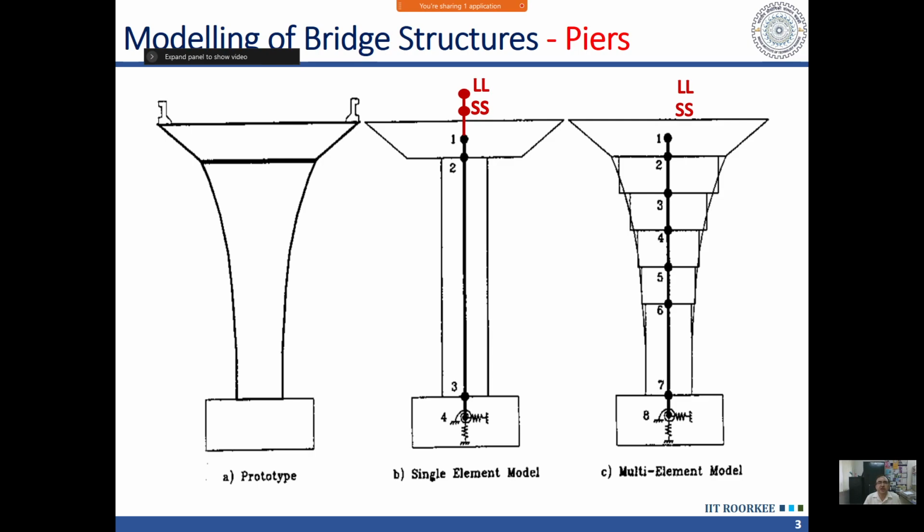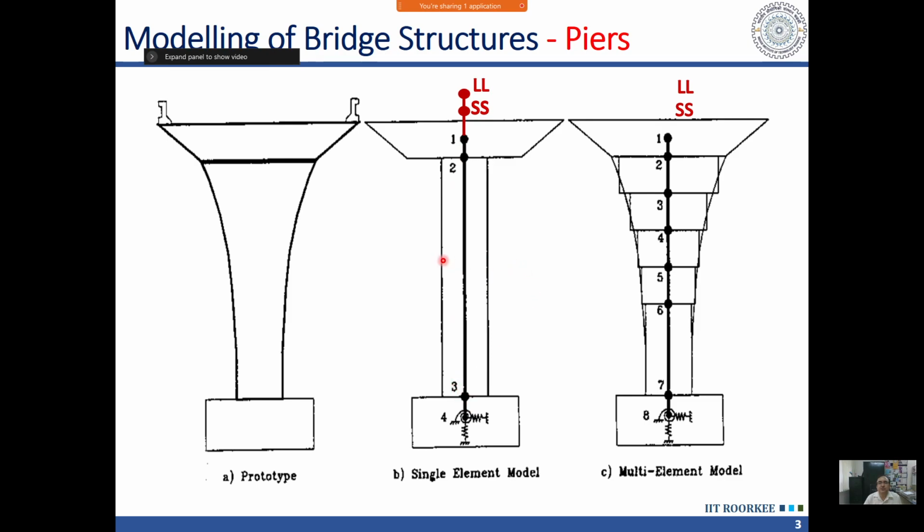So here in this slide I show the modeling of a pier. So the pier can be either modeled using a single frame element. So in this second middle figure you see this, or I will use the laser pointer. So this element 2 to 3, this is a single frame element, a column element. So the pier we can model like a column, and here the whole pier is modeled using one element.